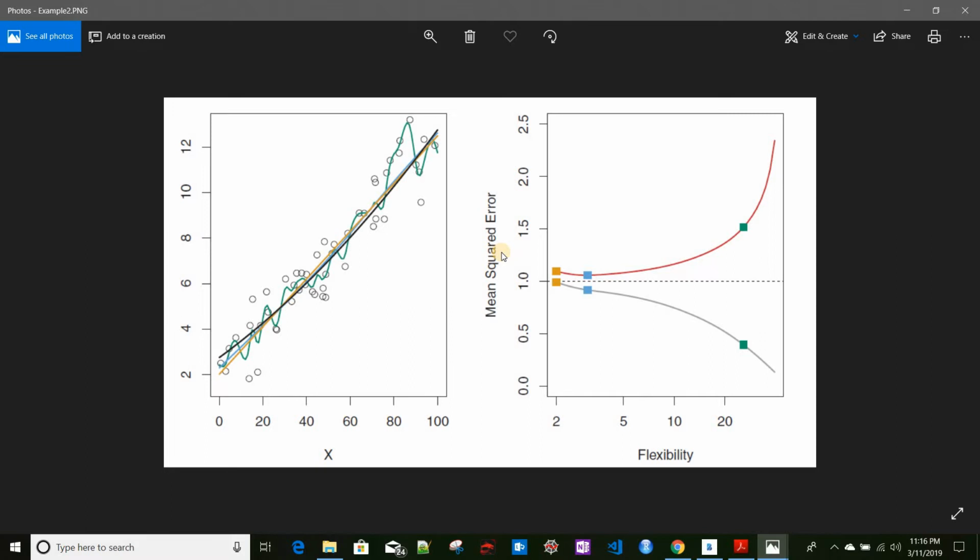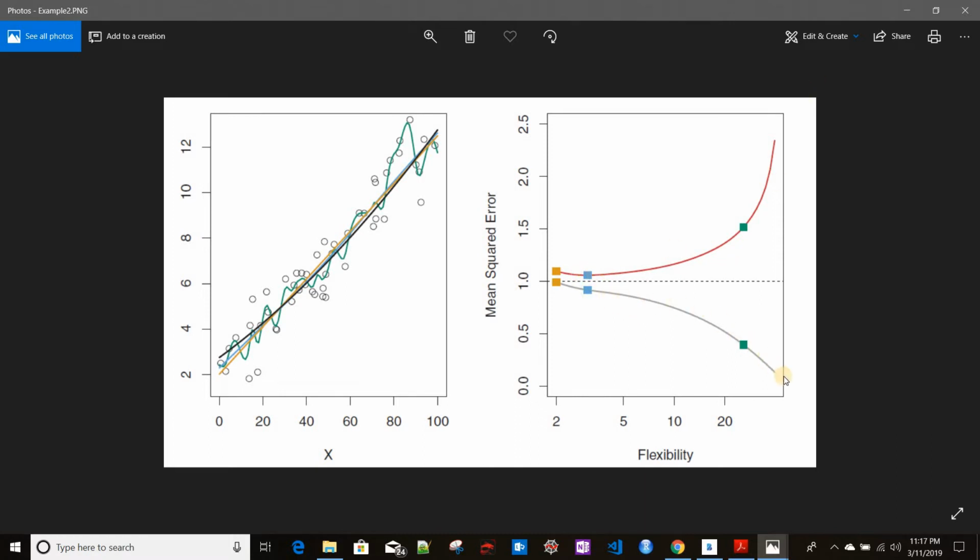Again you will see a similar kind of behavior over here. Always my test MSE is higher than the training MSE. Initially, when the flexibility is very low, both of them are very nearby. After a certain point, when I am increasing the flexibility, the training MSE is getting lower, and my test MSE is also getting lower, but my training MSE is getting much lower.